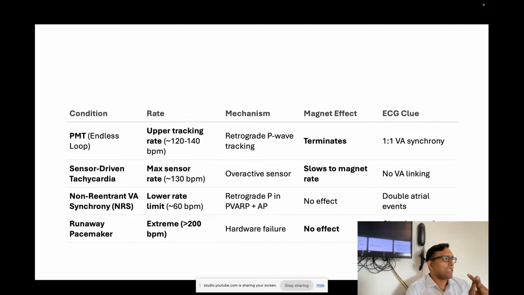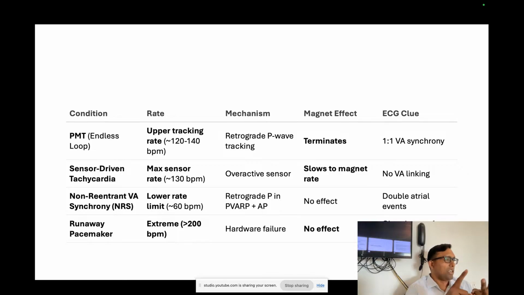There are two behaviors. One is falling in the PVARP, post-ventricular atrial refractory period, in and out. If it is falling in, it causes NRS. If it is falling out, it will induce the PMT. So these two behaviors are opposite to each other. One behavior is usually A sense V pace, that is PMT. In NRS, it is lower rate behavior.